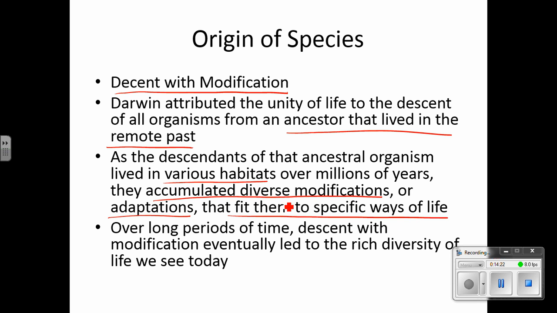How did they accumulate those? Well, some were born with something different, and they succeeded more and passed that trait on to all their offspring. Notice this. Time is of the essence. When we're talking about making new species, we're not talking about a few years. We're talking about hundreds, thousands, millions of years. Over long periods of time, the descent with modification eventually led to the rich diversity of life that we see today.